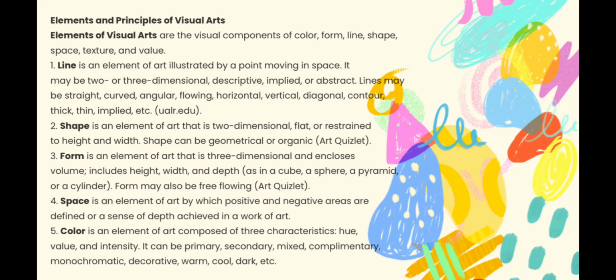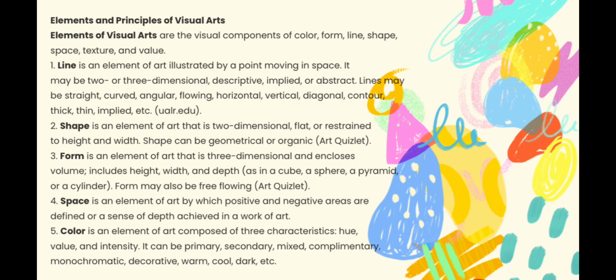Elements and principles of visual arts. Elements of visual arts are the visual components of color, form, line, shape, space, texture, and value. Line is an element of art illustrated by a point moving in space. It may be 2 or 3-dimensional, descriptive, implied, or abstract. Line may be straight, curved, angular, flowing, horizontal, vertical, diagonal, contour, thick, thin, implied, and etc.